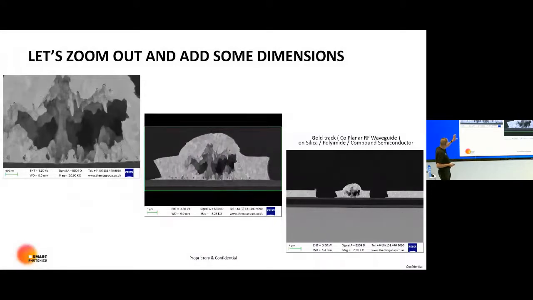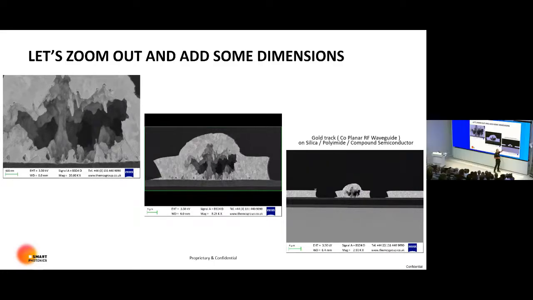We already talked about the dimension a little bit. You see the grain, so it's on a nanometer scale here. If we zoom out a little bit, you see a gold track deposited on silica. And here you see the functionality: it's a coplanar waveguide with an RF signal in the middle and 2 ground plates on the side. Anyone know what's happening here?